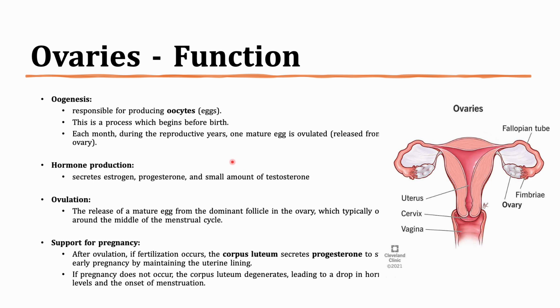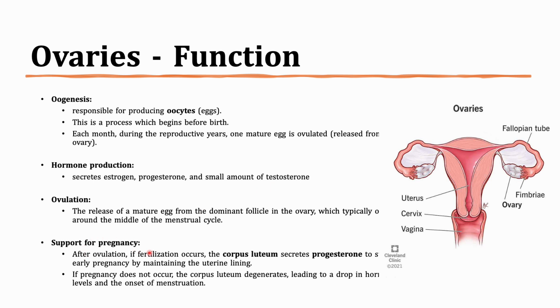This process of oogenesis actually starts before birth, and then each month during the reproductive years, one mature egg is ovulated and released from the ovary. If it meets a sperm, there's fertilization, and if it doesn't, then there's menstruation. Then we have hormone production like estrogen, progesterone, and a really small amount of testosterone. Ovulation is the process of releasing the mature egg from a dominant follicle in the ovary, and it usually occurs during the middle of the menstrual cycle.